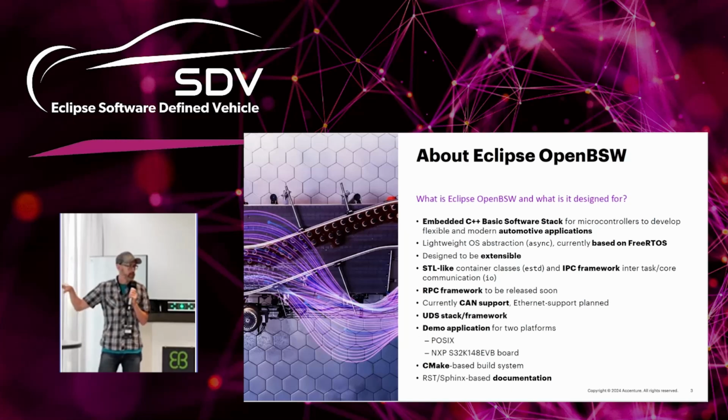It also compiles on POSIX. So you can more or less readily compile your project for your PC, which is very handy because then you can do a lot of your testing if it's not too hardware related, like if you're testing diagnostics or other protocol issues, then you can do this totally on your PC. You don't need hardware. CMake based, Sphinx based documentation. Yeah, I think these are the key points.